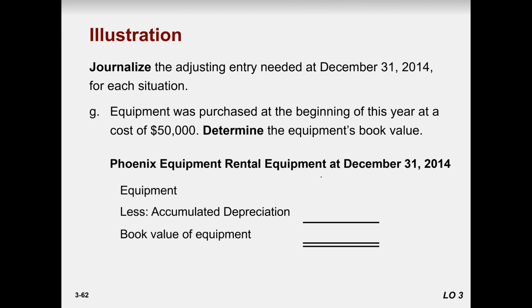All right. And the question says, what is the book value? Book value is equipment 50,000. This will go to the balance sheet as a contra account, 10,000. Our book value now on the balance sheet will show 40,000.